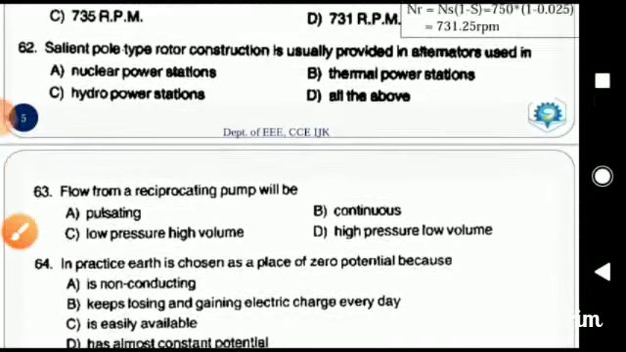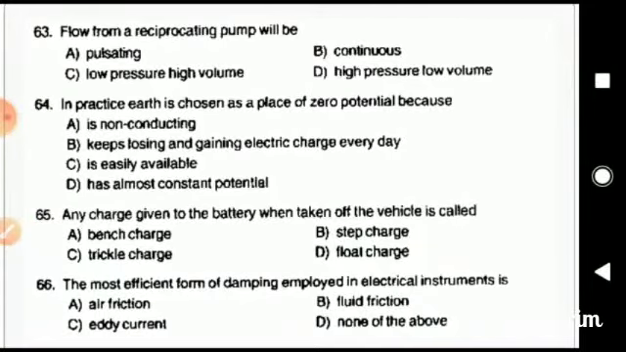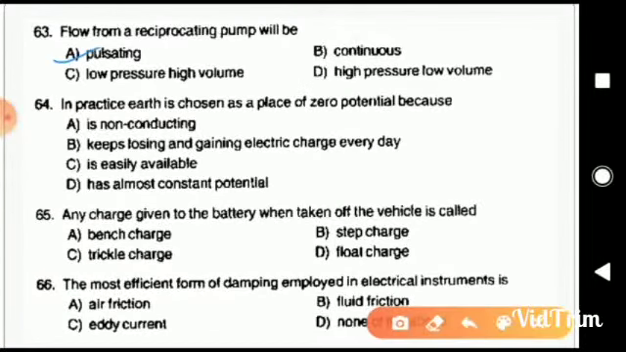Moving on to question number 63. Flow from a reciprocating pump will be? Flow from a reciprocating pump is always pulsating. So option A is the correct answer. Moving on to question number 64.